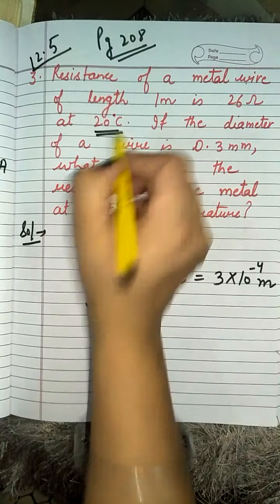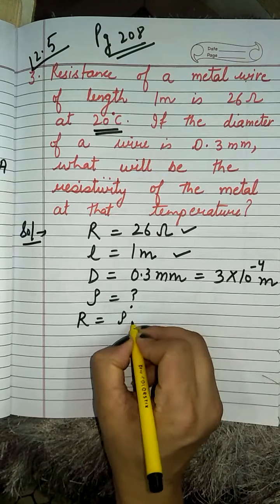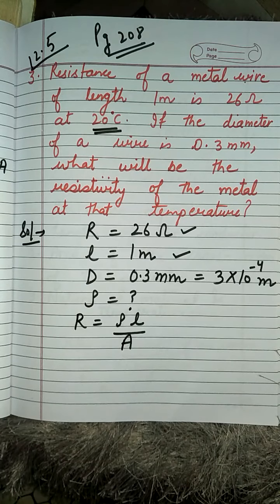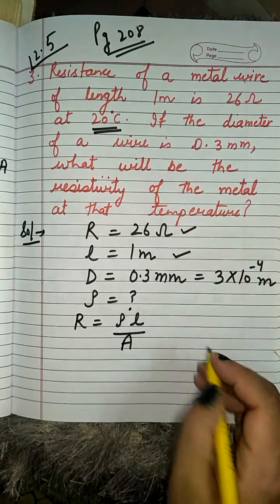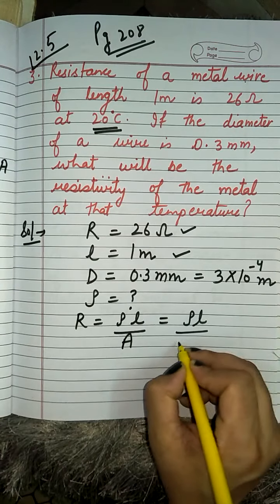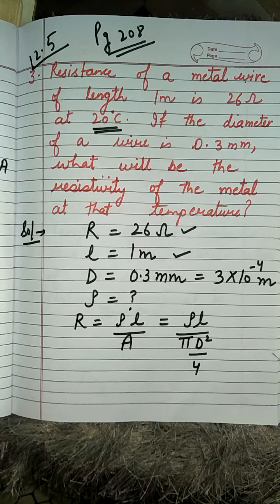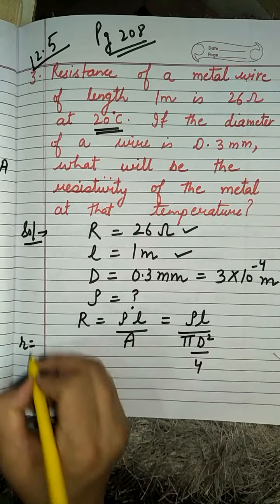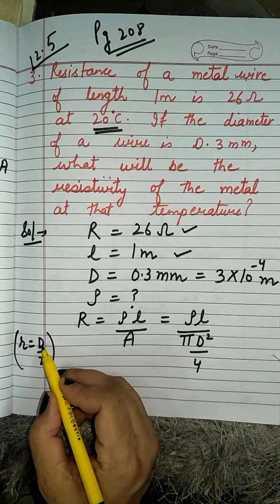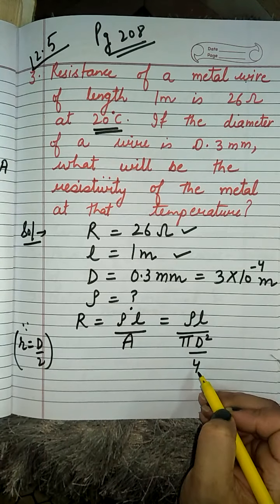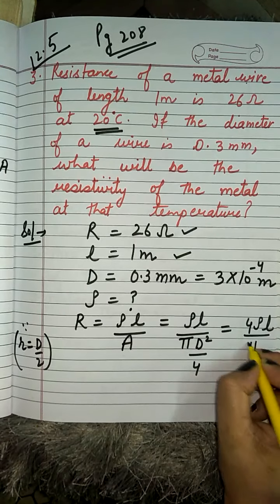Then what will be the resistivity of the metal at this temperature? The temperature he has given, but we are not going to use it. The reason: we know the formula R is equal to rho L over A. But here he has given us the diameter. So it will be rho L over pi d square by 4. Why so? Because I have told earlier that radius is half of diameter. If we take the square of the radius, it will be d square by 4. It can also be written as 4 rho L over pi d square.